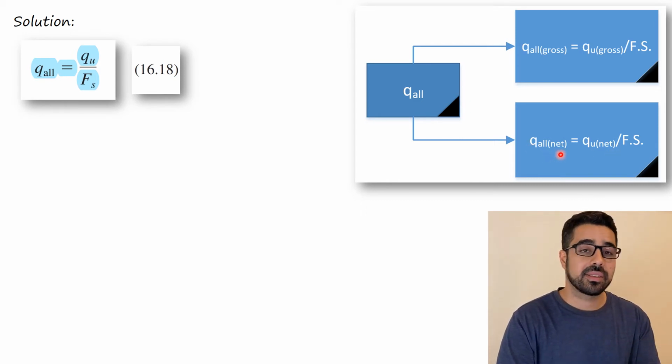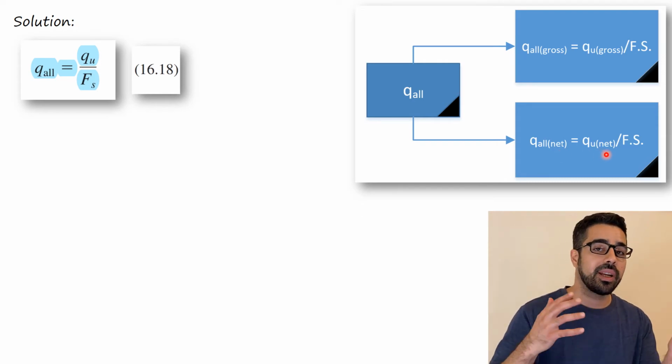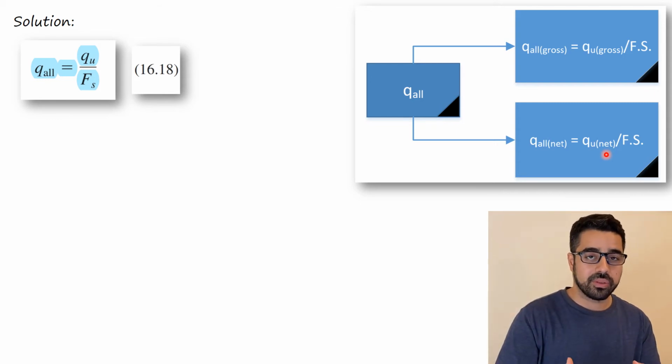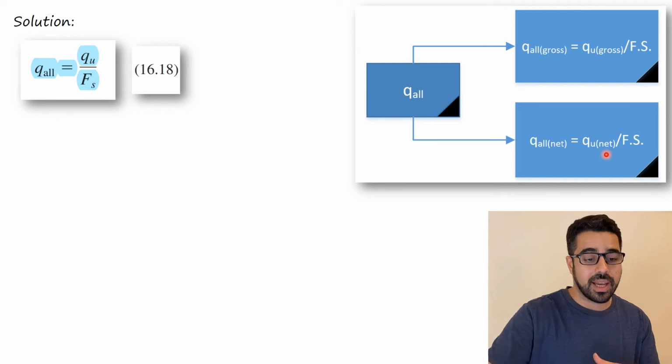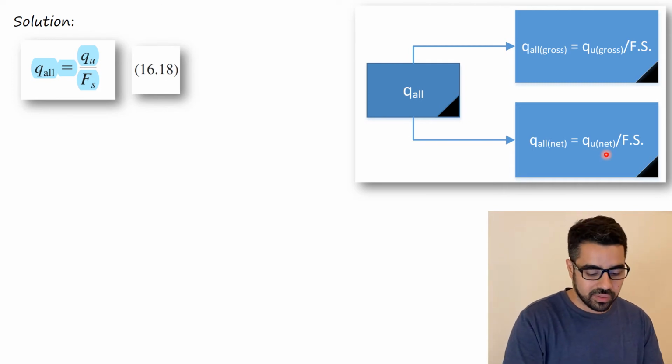They did not say it's net, but since Q net is what we're looking for and we don't have any other parameters that help us determine whether it's net or not net, we're going to assume it is net Q allowable, and the factor of safety is given.